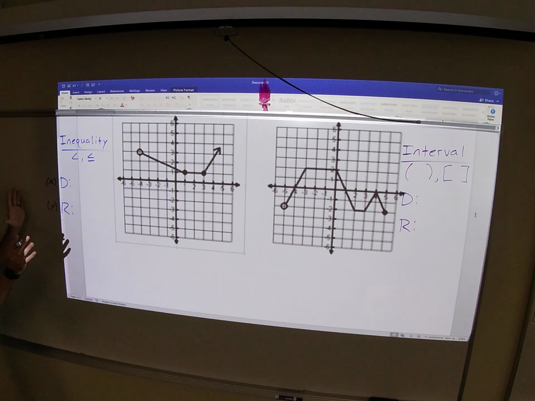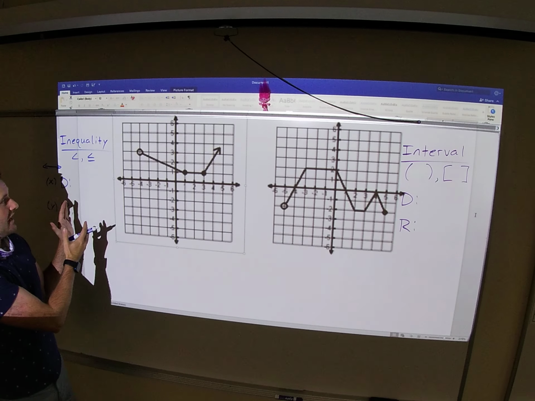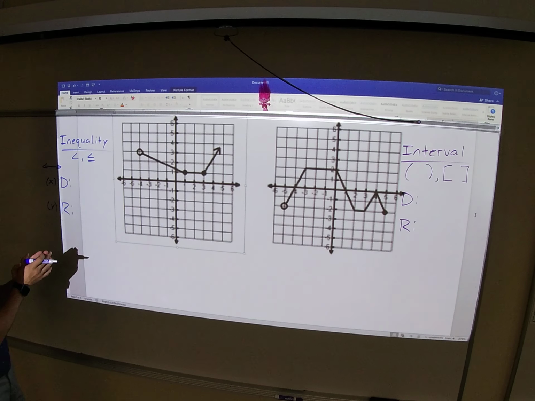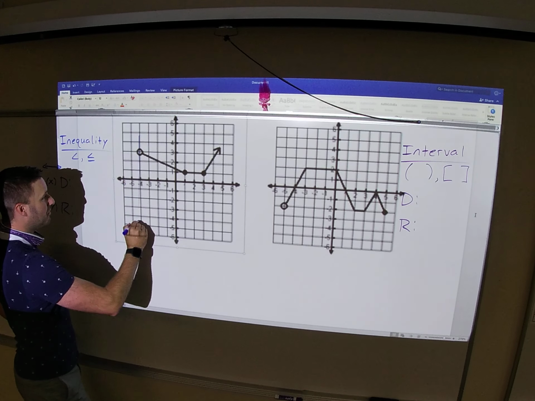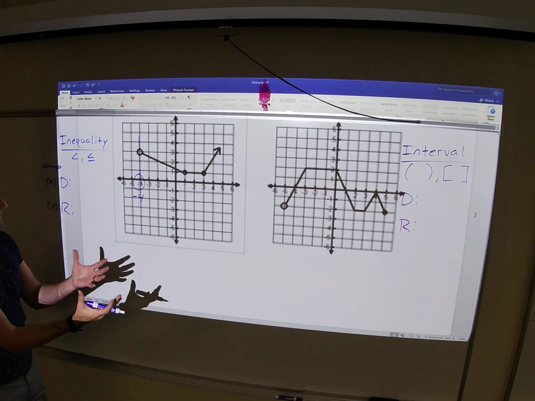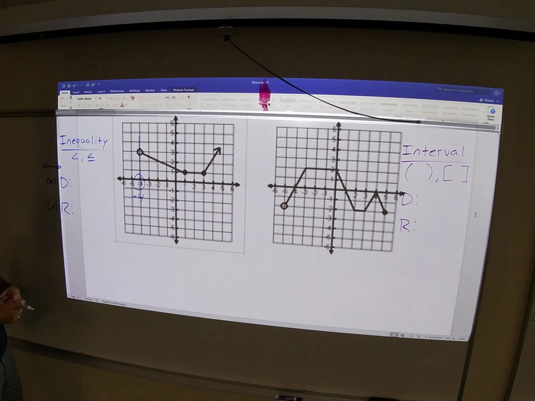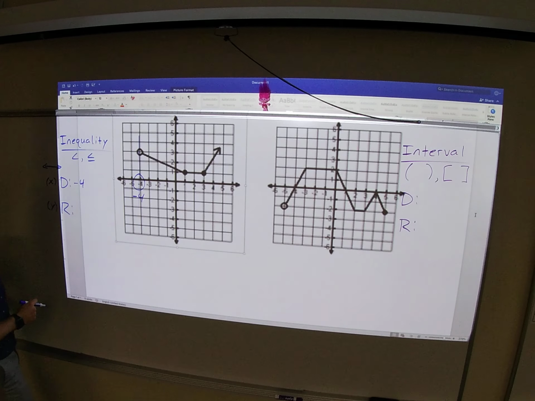So domain, we're looking from left to right. We're looking at the leftmost point on that coordinate plane on your graph or the rightmost point on that coordinate plane. So, for example, in this case, the leftmost x point that I have is right here at -4. So because that is the leftmost point at -4, that means that my left bound is going to be -4.